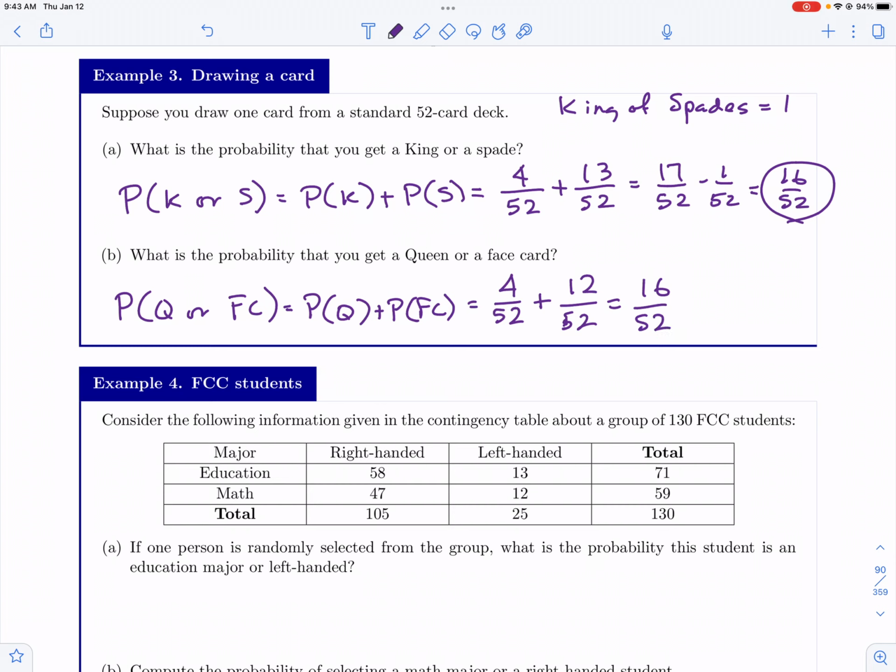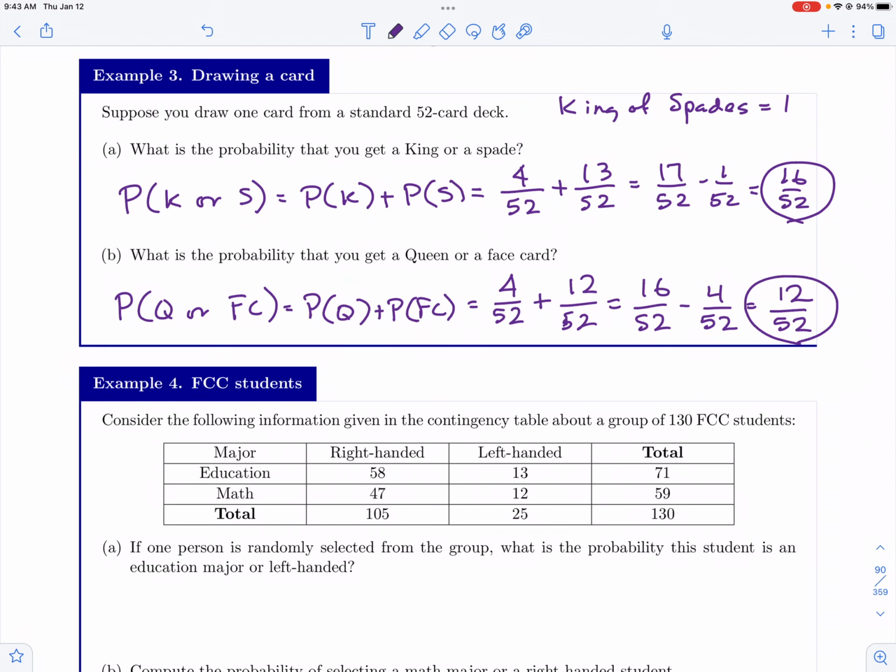But now we want to look and see if there's any overlap between these sets. Since all the queens are actually face cards also, we can subtract out all 4 queens. So in this case, we want to subtract all 4 queens, and we're going to end up with just 12 over 52.